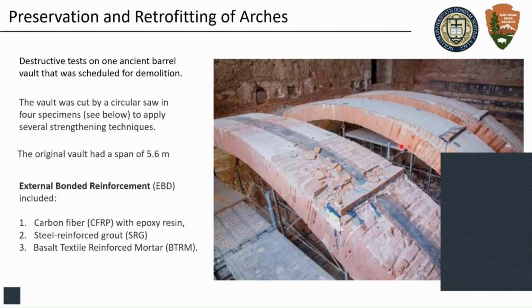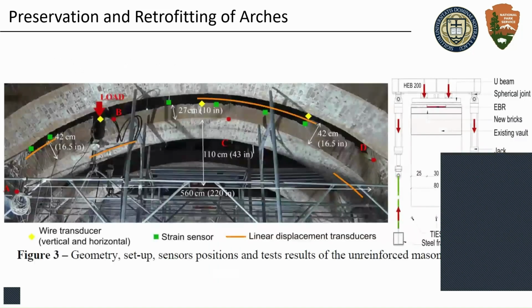So what they did is they cut the vault in 4 segments, and they strengthened 3 of them, and the 4th one is just the unreinforced, so it's your baseline comparison. One of the segments was strengthened with carbon fibers, which is pretty popular nowadays, and was glued with an epoxy resin. The other one was strengthened with a steel reinforced grout. And the third one was strengthened with basalt textile reinforced mortar. And this reinforcement is applied to the top of the arch, right? Just for clarification.